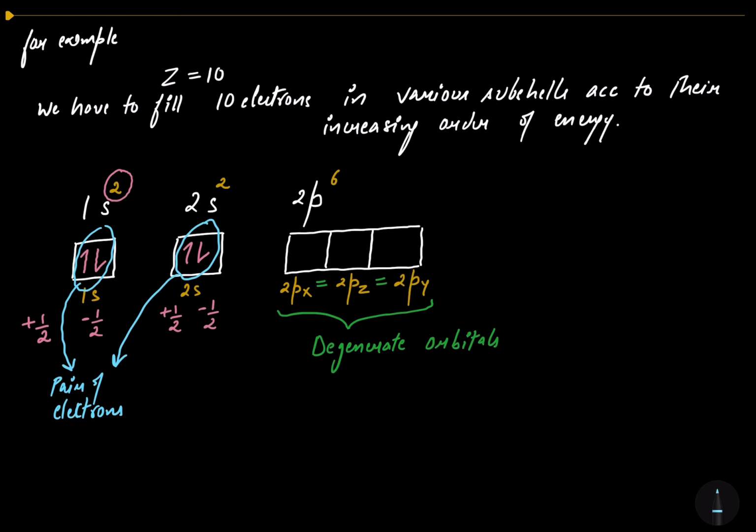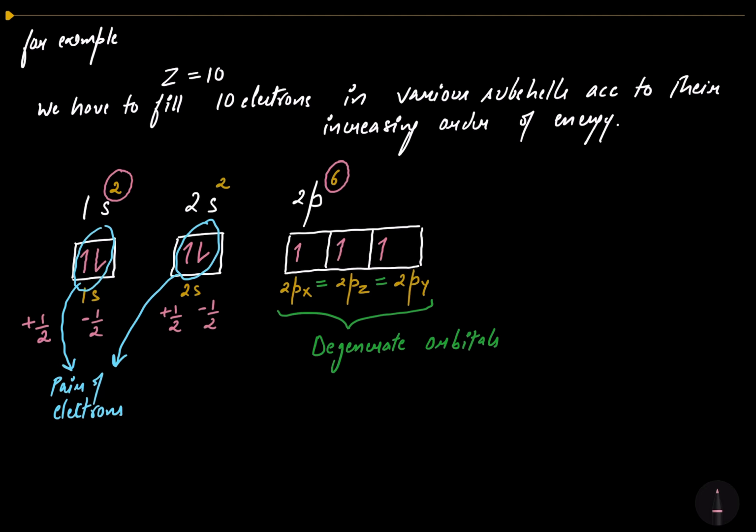Firstly, all the orbitals will get one electron each with a spin quantum number of plus half. That is, we have to fill 6 electrons in the 2p. This is the first electron with plus 1 by 2 spin. This is the second electron with plus 1 by 2 spin. And this is the third electron with again plus 1 by 2 spin. So that means firstly all the orbitals got 3 electrons with plus half spin. Now pairing will start.